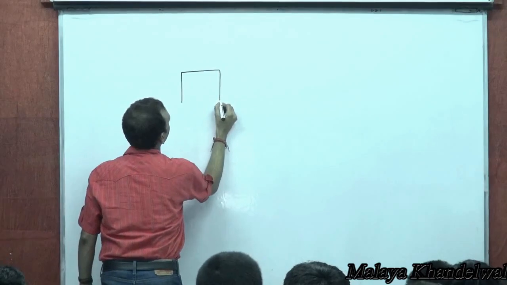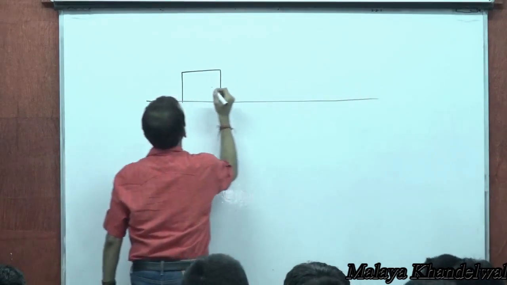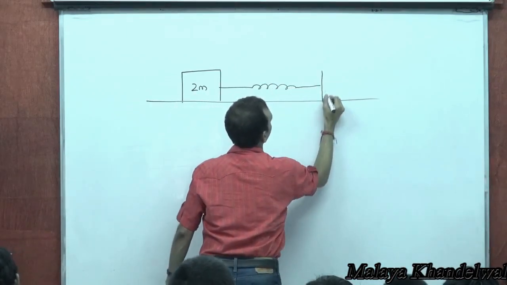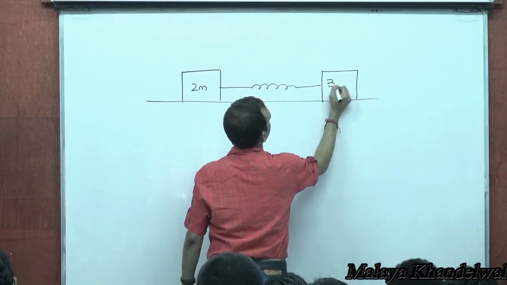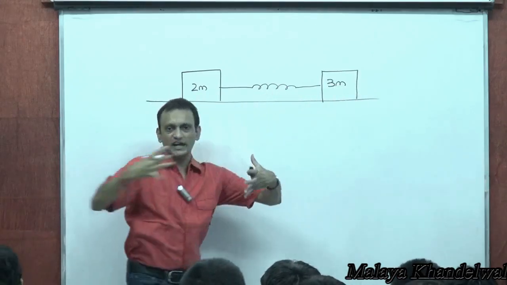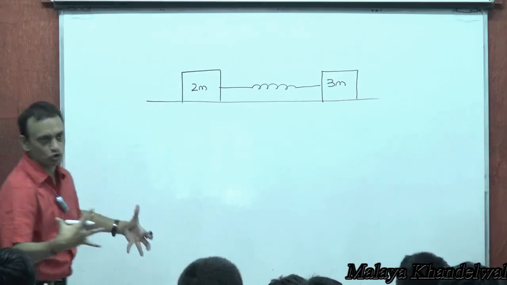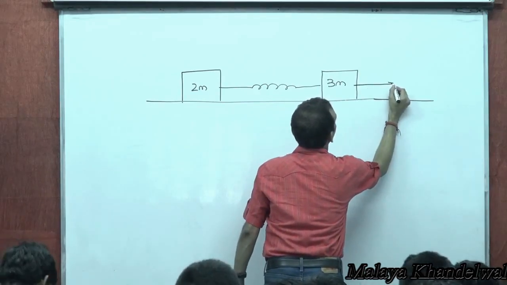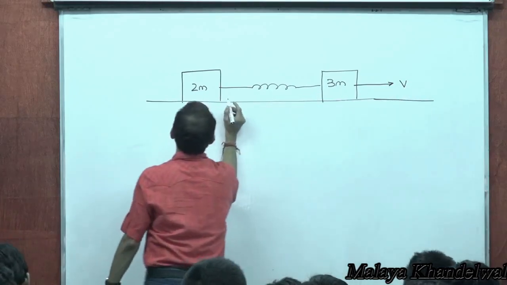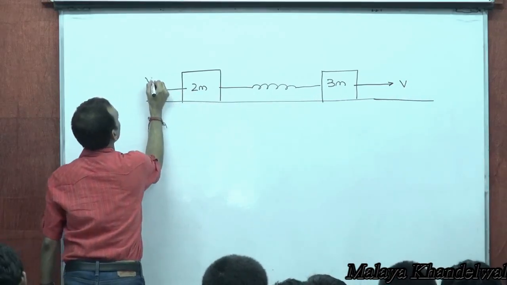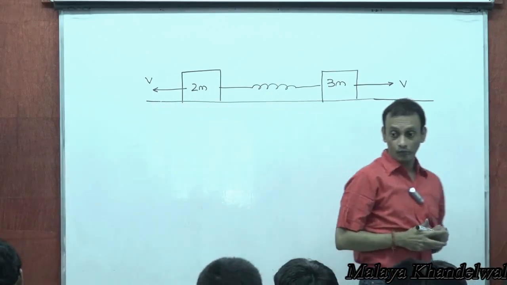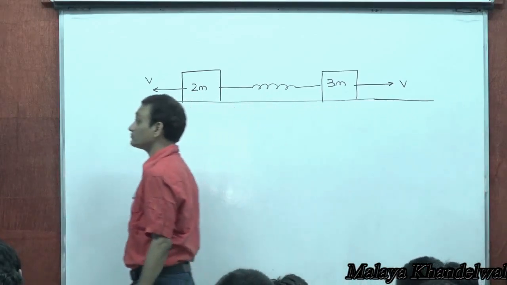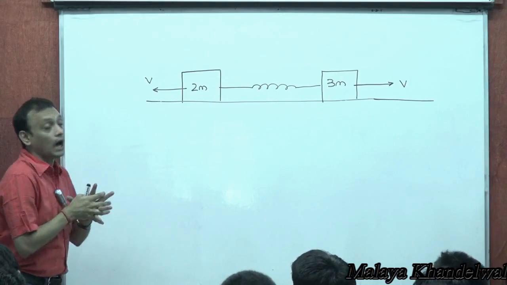See, if I had a system of particles, let's say this is mass 2m, the spring initially in its natural state, this is mass 3m. This is the natural state of the spring, the two masses connected by a spring of force constant k. And say this mass at this instant is given an impulse v, and this mass is given an impulse such that this has a velocity v leftwards. Now, how would the system respond?